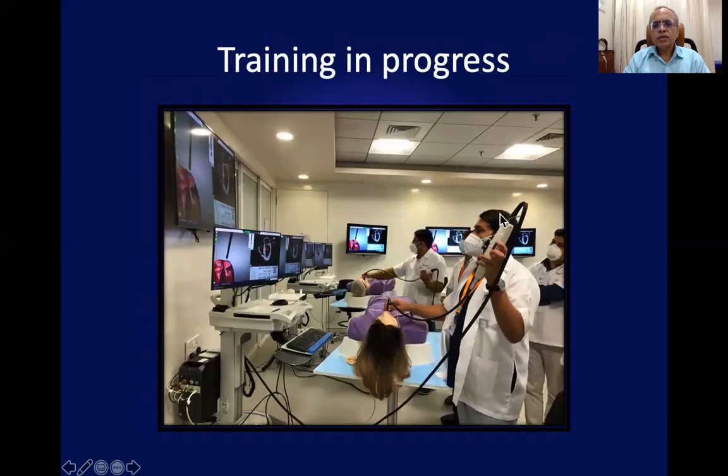This is our simulation lab, where there are 2 mannequins, so simultaneously 2 cardiology fellows can learn, and at one session 20 cardiology fellows can learn all the transesophageal echocardiography views.